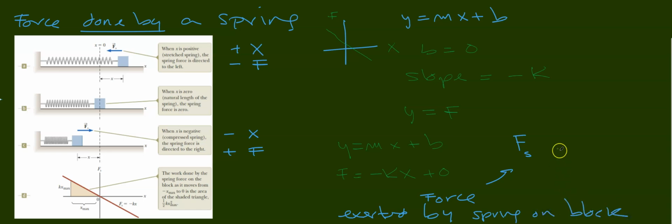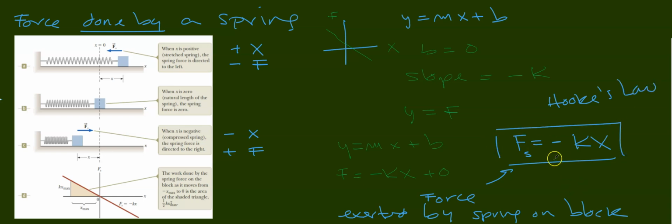Okay, that's important. It's going to be negative kx. This is known as Hooke's law, and this is a good example of a force that is not constant. As you can see, the force is changing with position. Now, if we want to know the work, remember, all we have to do is find the area under the curve, and in this case it is a triangular area.